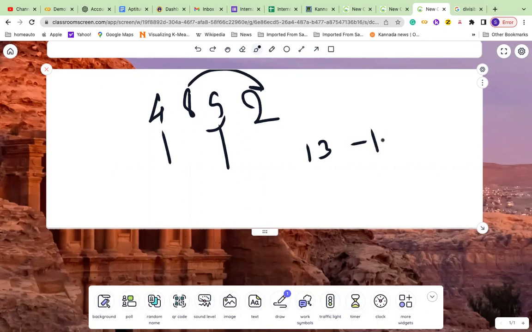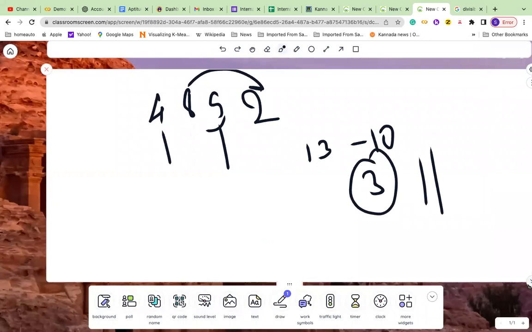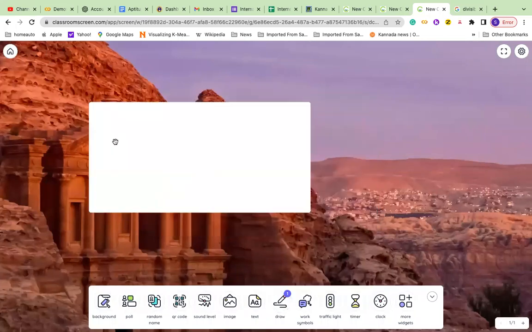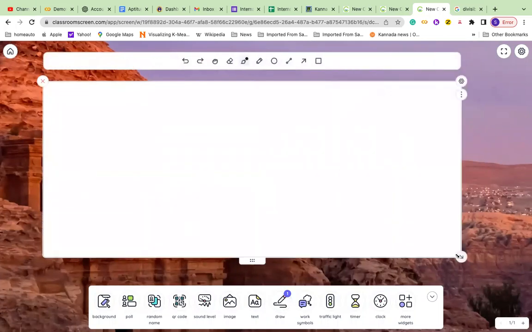So you can subtract. What remains is 3. So if the result is divisible by 11, then that number is divisible by 11. Is that clear? The rule for 11. So let us try one more. You will be taking odd and even positioned digits. Say 4, 6, 9, 8, 2, 4, 5.